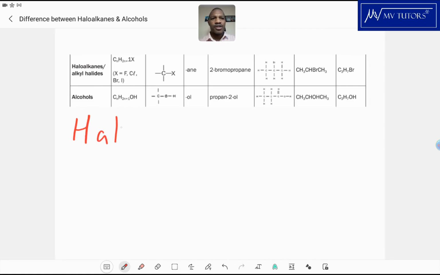What I want you to notice is that with the haloalkanes, there are alkanes in them. If you remember, you can go and watch our video on alkanes, and you will understand what alkanes are. But just to let you know what they are very quickly, they're just hydrocarbons. So they have hydrogens and carbons only. But now these are haloalkanes, meaning there's something else added to them.